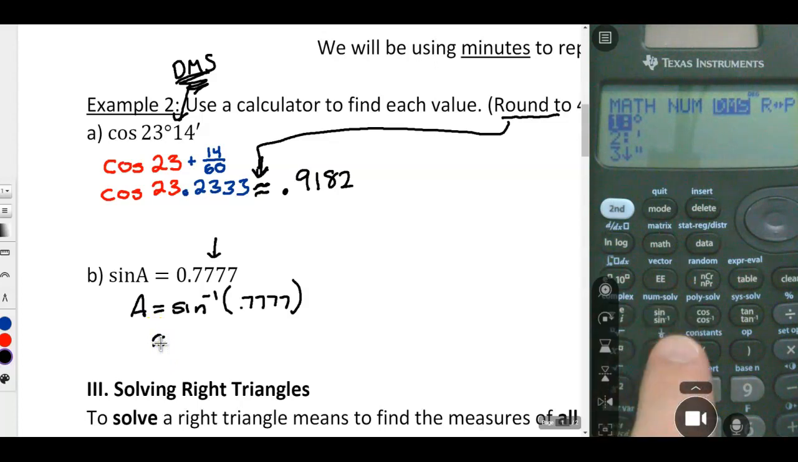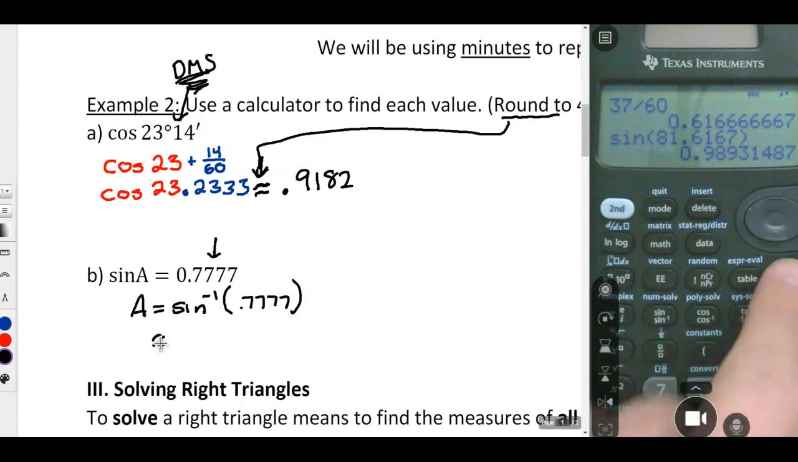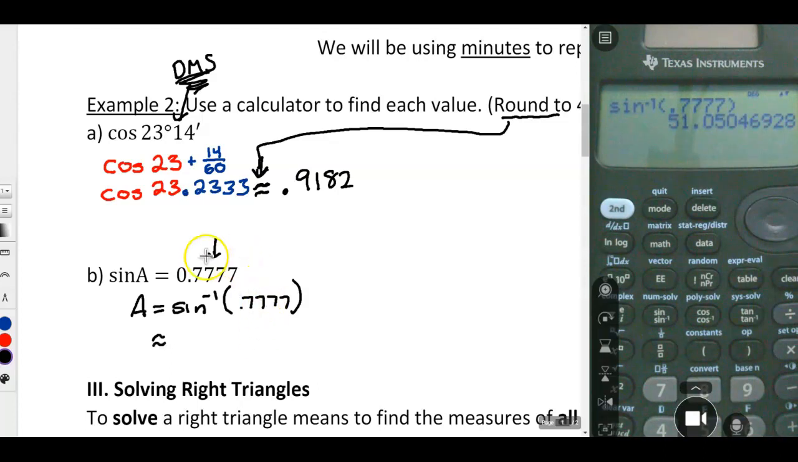On this one, I just have to press the sine button twice, and that gives me arc sine. Some other calculators, you have to hit the second button and press the sine button, so it's different for every single one. So I just do 0.777. All right, so I get 51.05... The 6 is going to round the 4 up to a 5. Round to the nearest 4 decimals.